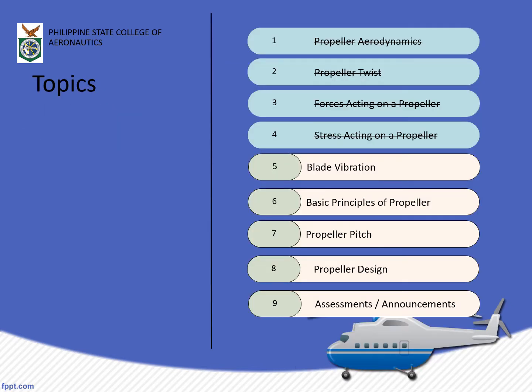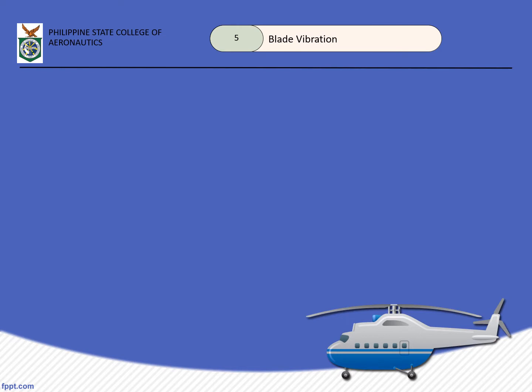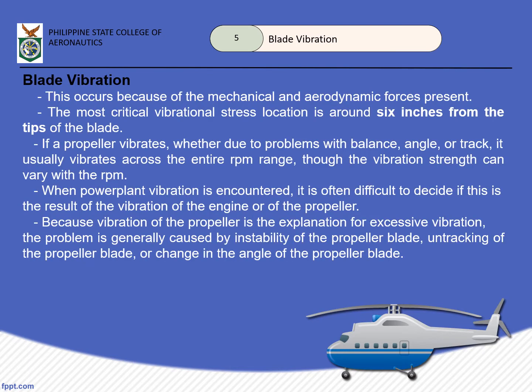Now for blade, now we have the blade vibration. So the first bullet, this occurs because of the mechanical and aerodynamic forces present. Diba we mentioned about aerodynamic force that has the tendency to bend the blades to the tips. Hindi naman agad siya nagbe-bend completely eh. Nagkakaroon muna tayo ng wobbling, syempre, which causes vibrations.